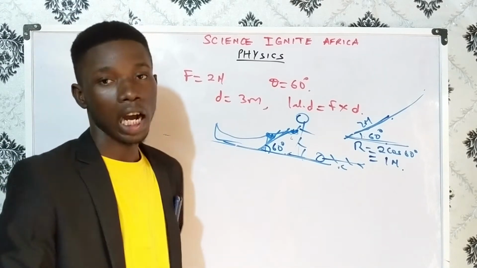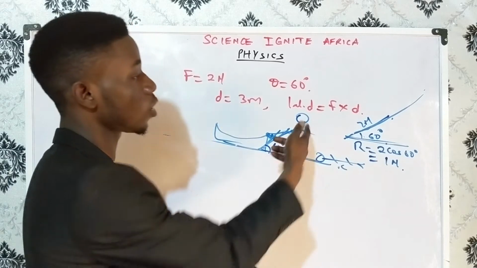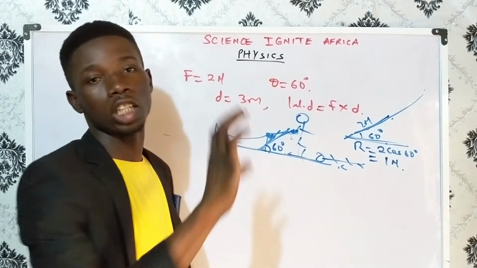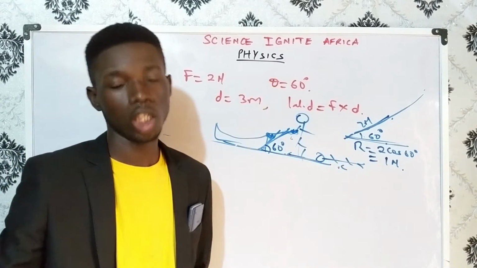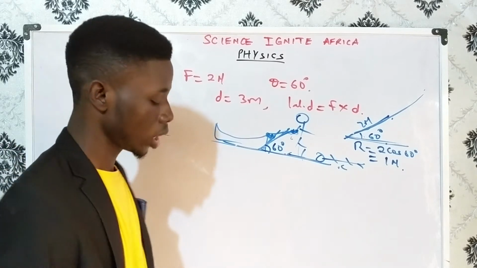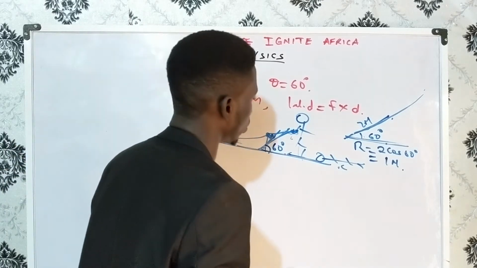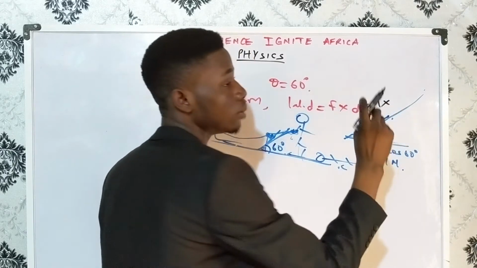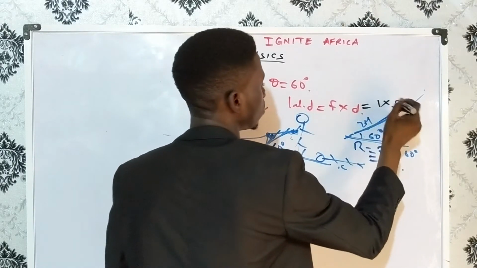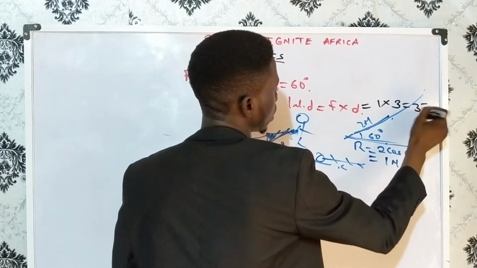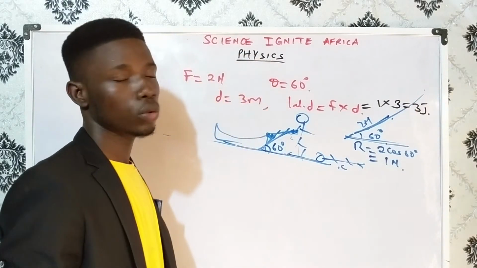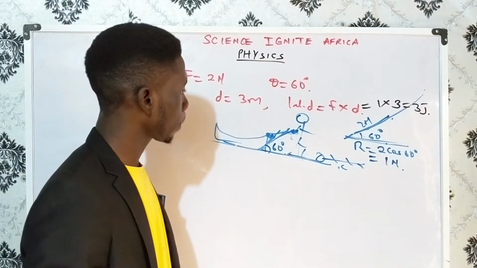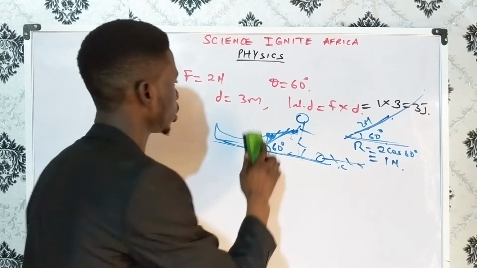And so now, work done is force times distance. The work done has to be the effective force times the distance moved, not just any force anyhow. So our work done will be 1 times 3 meters. So the work done there is 3 joules, which is the correct answer. Now that's the end of that question. Let's take another question.